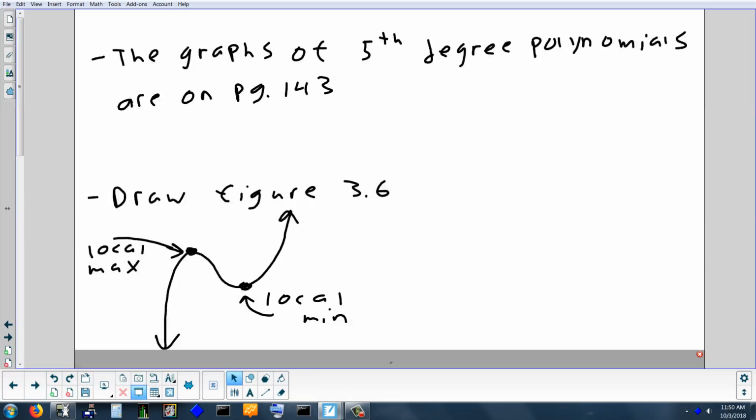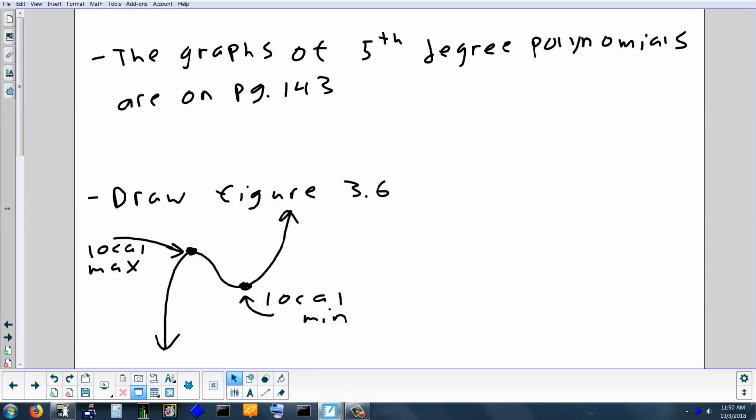All right. So 5th degree polynomials. I'm not going to get into that, but it's the same idea. 5th degree polynomials can cross 5 times. They can turn 4 times. So they could do this. Up, 1, 2, 3, 4 turns. So there's your 4 turns right here.